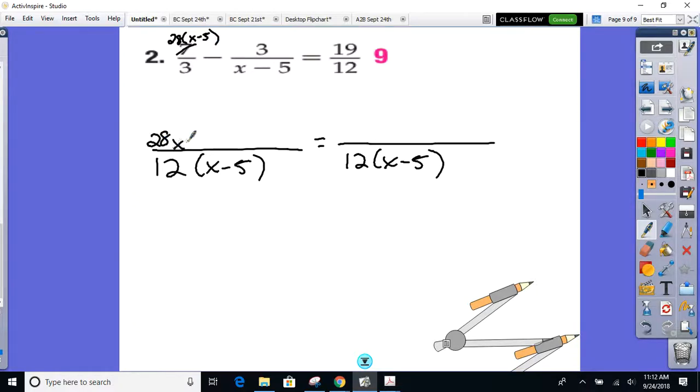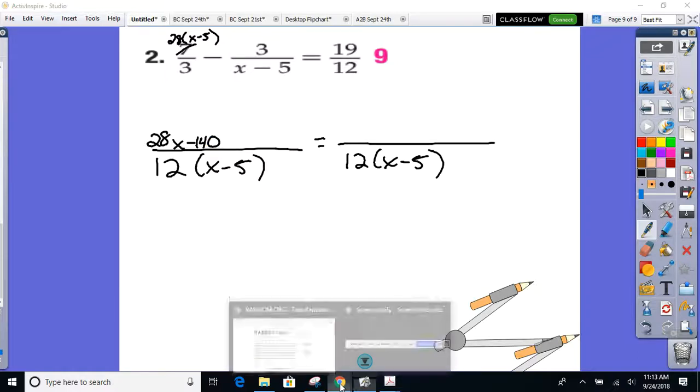So that's going to be 28x, oh boy, minus 140. Anybody want to check me here? 140? Yeah. What do I still have to multiply that one by?